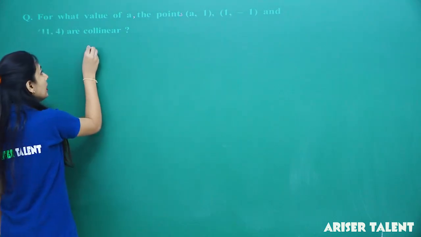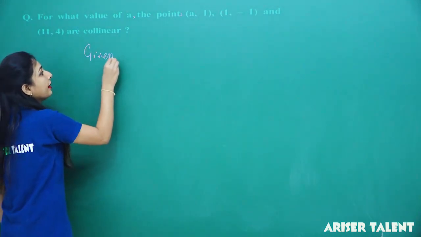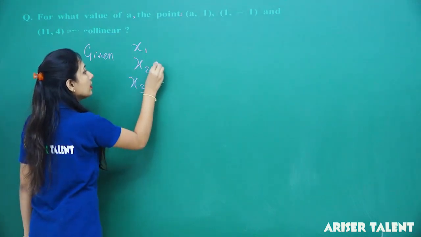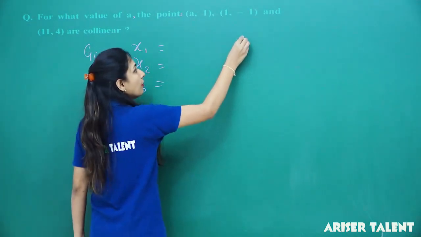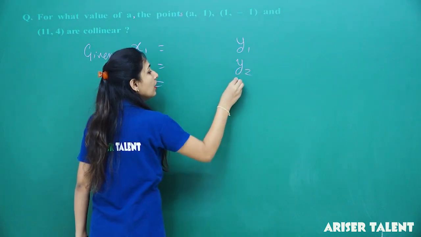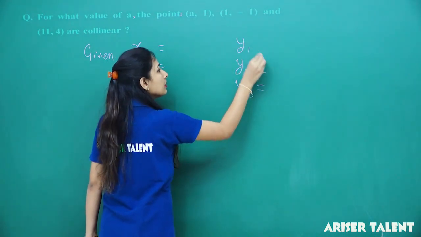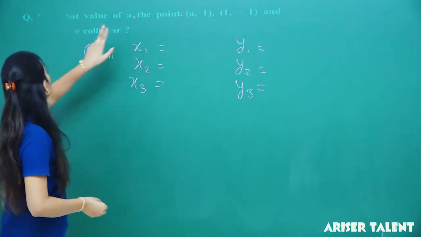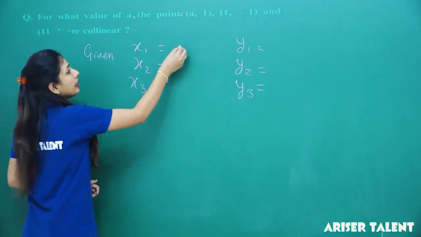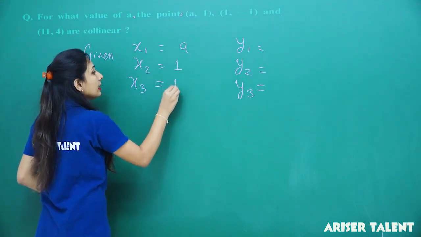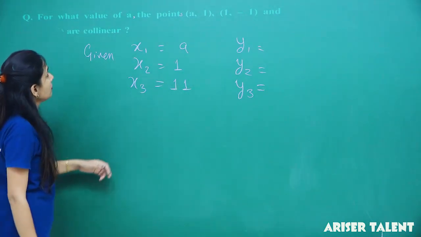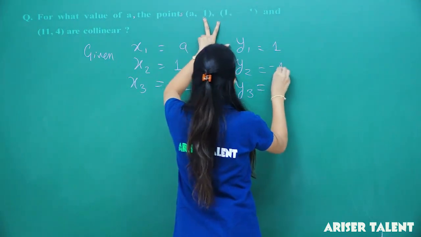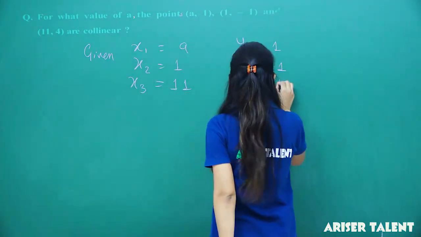So the given things are x1, x2, x3 and y1, y2, y3, which are A1, 11, then 1, minus 1 and 4.